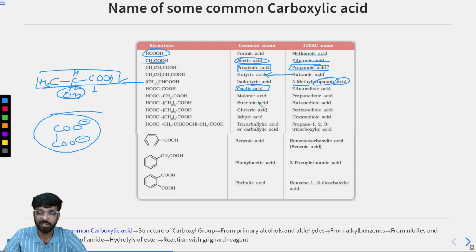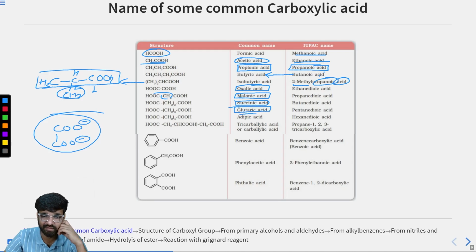Next we have the malonic acid. The difference is that we have introduced one more CH2 group, or the methylene group, in between these two carboxylic acid functional groups. Clear? That would be termed as malonic acid. If we introduce one more carbon, it will be succinic. 3 more carbons, glutaric. 4 more carbons, adipic acid. Clear?